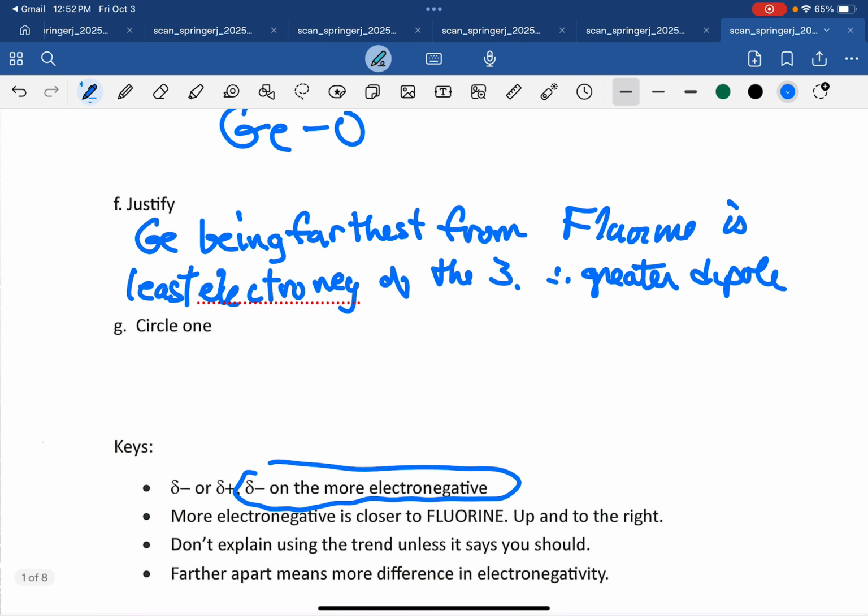Letter G. We are circling the one that has a dipole moment of 0. The only way to be 0 is if the two elements are exactly the same. We're circling C, C. And it did not ask for us to justify.